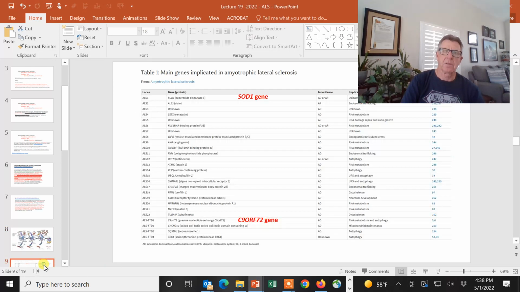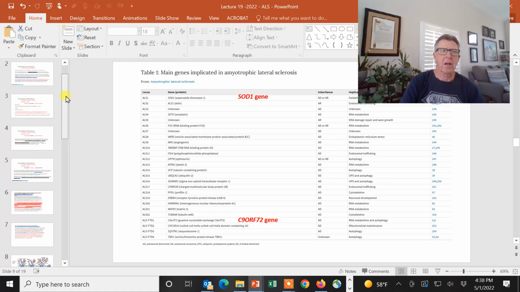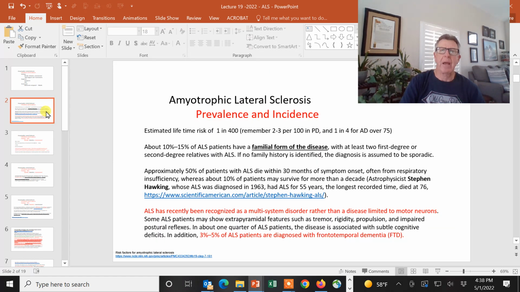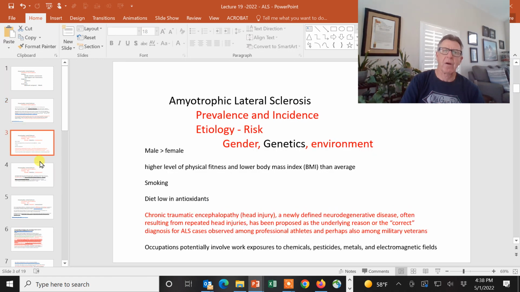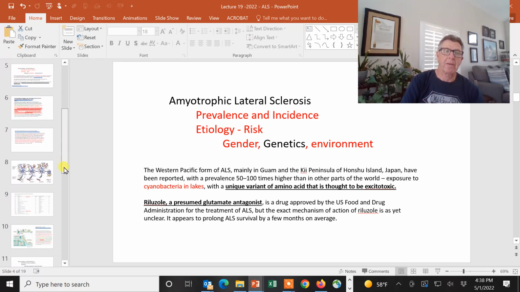So these are all the genes that have been found that are suspect or risk genes. These are the two big ones that are most of the cases. And again, genetics only make up about 5% of the cases. So it's all good to be looking at genetics, but the reality is it's mostly sporadic.